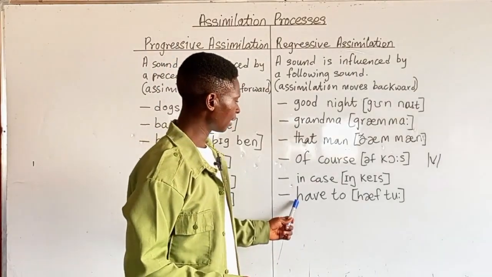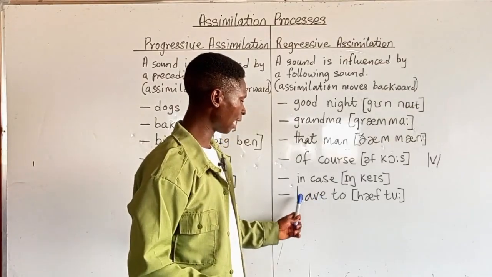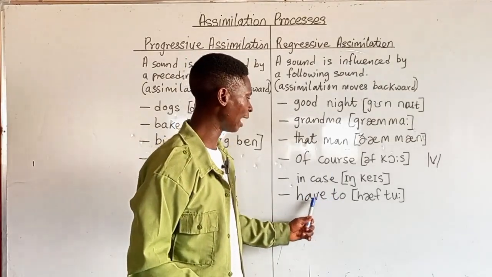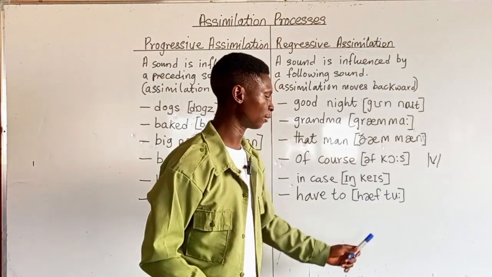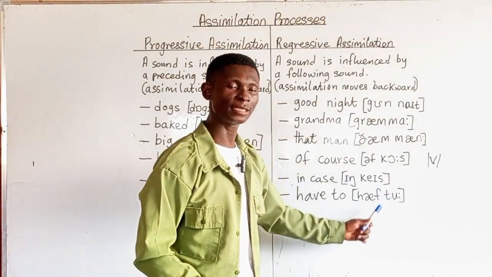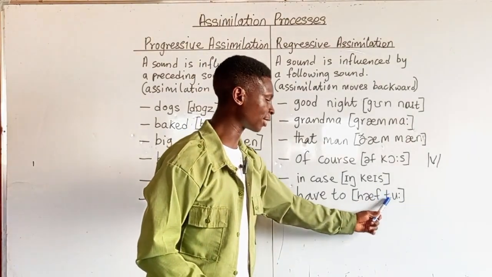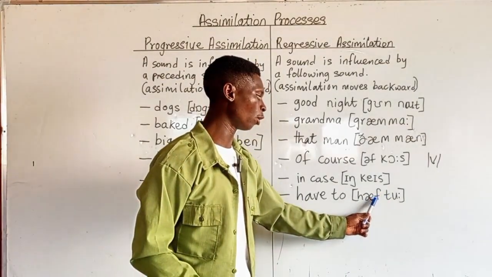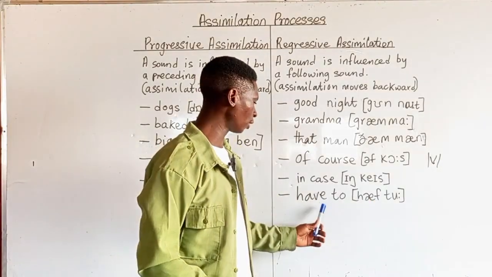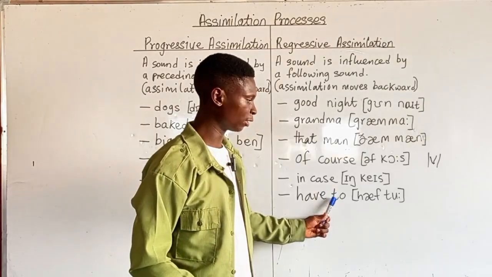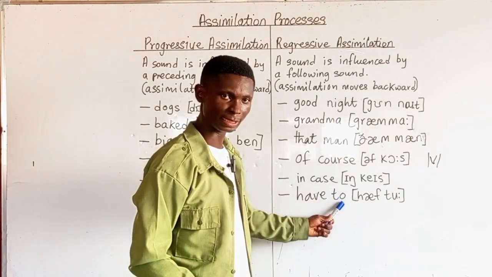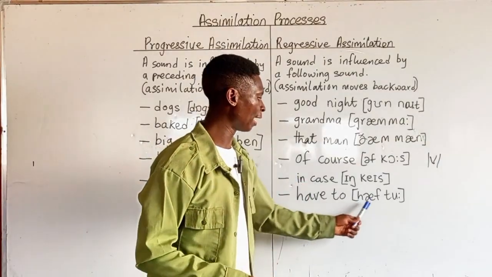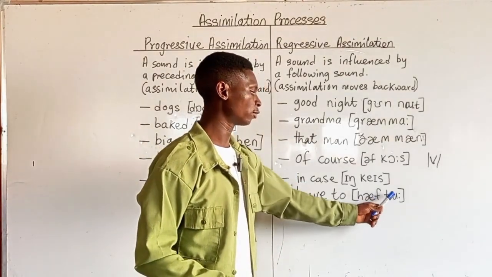Again, we have have to. But in connected speech, you realize this as hafta, I have to. That's to say the t sound that comes after has assimilated the feature of the v sound. So this one is voiced, this one is voiceless. The feature of the voiceless sound has assimilated the voiced sound. So we have hafta and not have to.